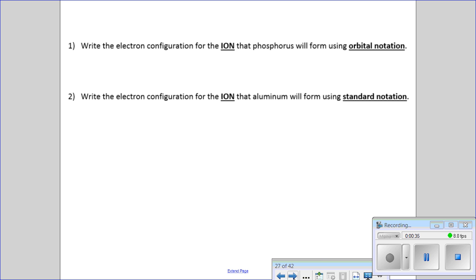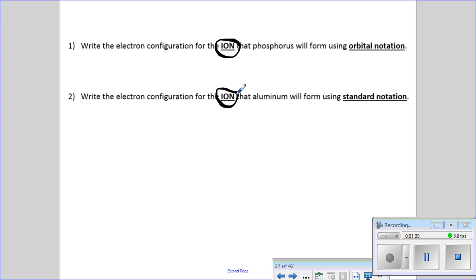All right, first thing, we're supposed to write the electron configuration for the ion that phosphorus will form using orbital notation. And we're also supposed to write the electron configuration for the ion that aluminum will form using standard notation. So this kind of brings back electron configurations, so you got to know that. Please pay attention to the word ion. On a concept quiz I gave in class, several of you missed that you could write the electron configuration for the atom, but both of these are looking for the ion.